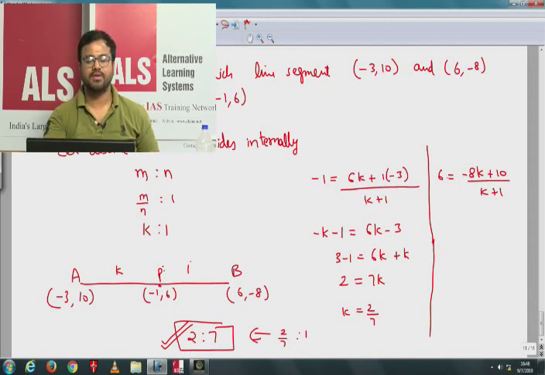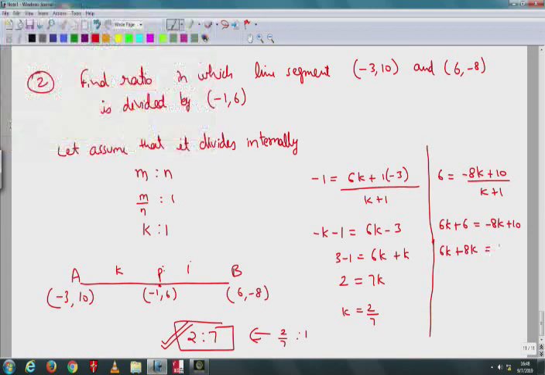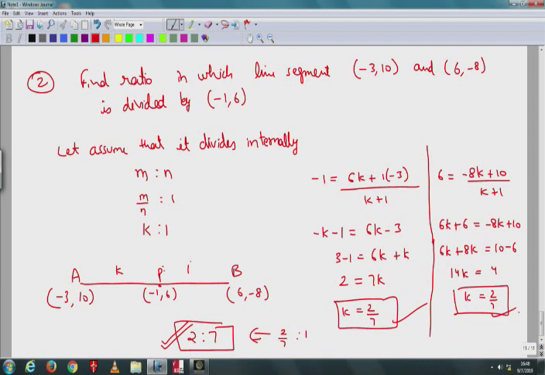Like I have written over here for y, cross multiply: 6k plus 6 is equal to minus 8k plus 10. Take this 8k on the left hand side, so 6k plus 8k is equal to 10 minus 6, 14k is equal to 4, k is equal to 2 upon 7. So either you can go for the x coordinate or the y coordinate, both are the same. This is the way in which we can do it.